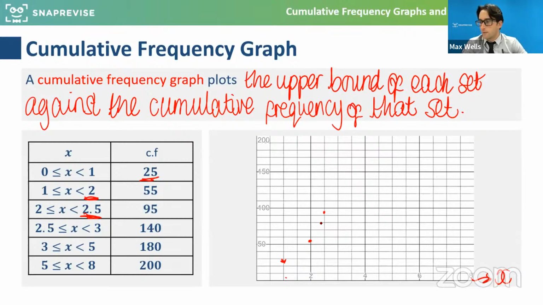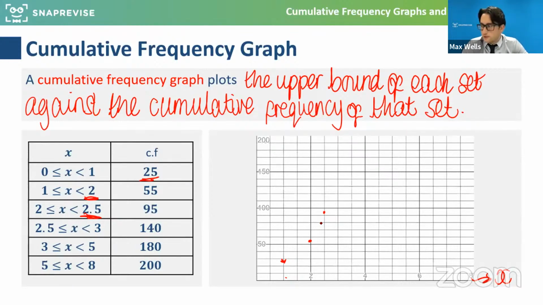No, brilliant. I'm really glad you've said that. It's not the midpoint for a cumulative frequency. It is very specifically the end point, the upper bound, but brilliant for pointing that out. The midpoint is for something called the frequency polygon, which you might have seen at GCSE as well. That is the midpoint we use for that.